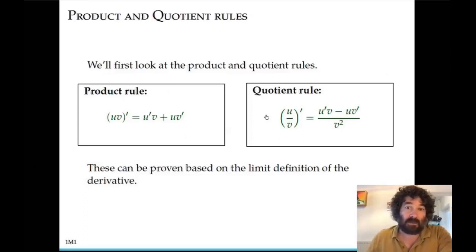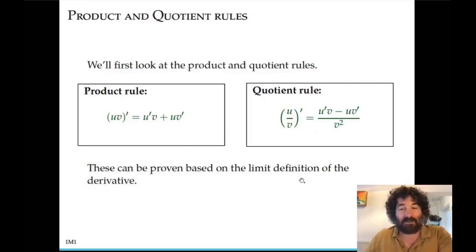So we have, for example, in the product rule, a function u times a function v, and we want to take the derivative of the function u times v in terms of the derivatives of u and v. And similarly, for the quotient rule, we have u divided by v, and we want to know the derivative of u divided by v in terms of the derivatives of u and v. And so these are the two rules. The product rule gives us (uv)' is equal to u' times v plus u times v'. And I won't bother to say the quotient rule in words, but you can see it here.